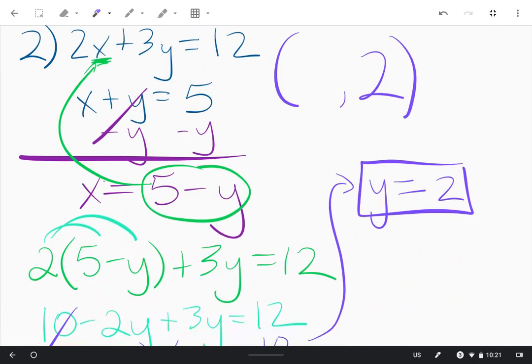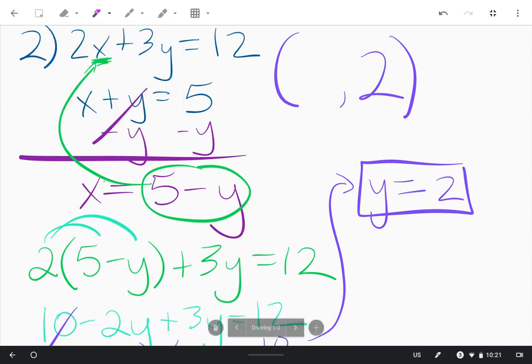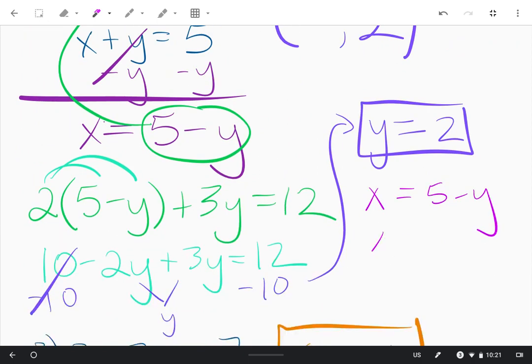So now we're going to take that value and go back to the original equation. And we can actually use the one that we rearranged: x equals 5 minus y. And we can say, okay, if x equals 5 minus y, then x equals 5 minus 2. So then x equals 3.